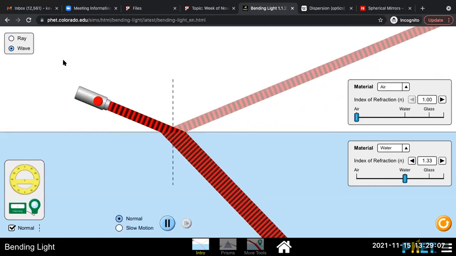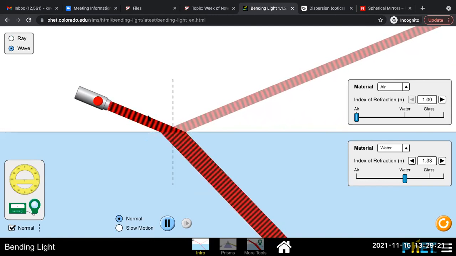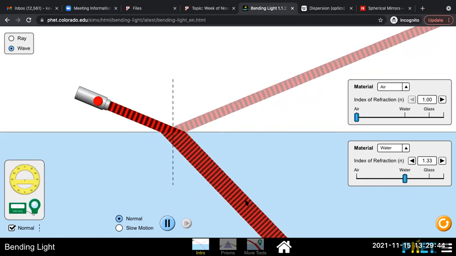If you want to look at it as a wave, a different way of seeing why this has to happen is the waves need to remain in phase with each other. So it's going to slow down when it enters the water. So in order for everything to still line up, if it travels a little farther in the air, then it'll go farther sideways. And for it to stay in phase, it needs to bend inwards.